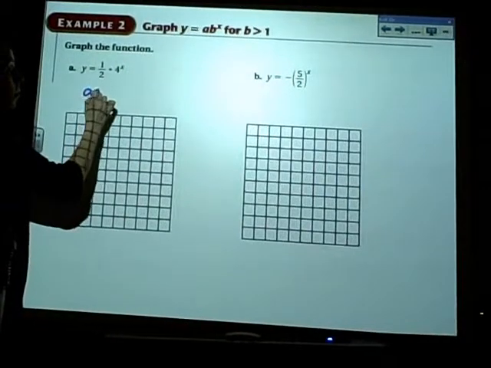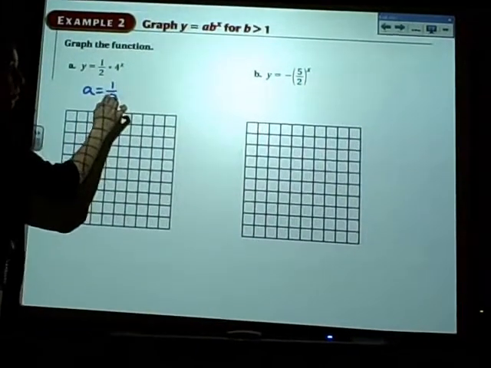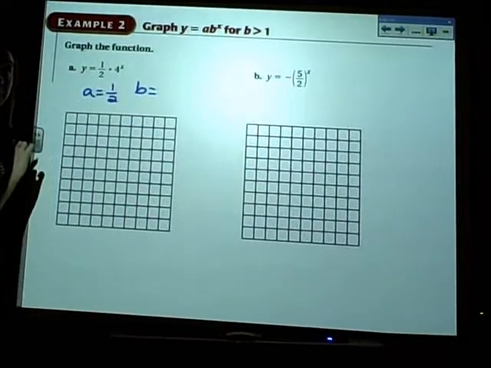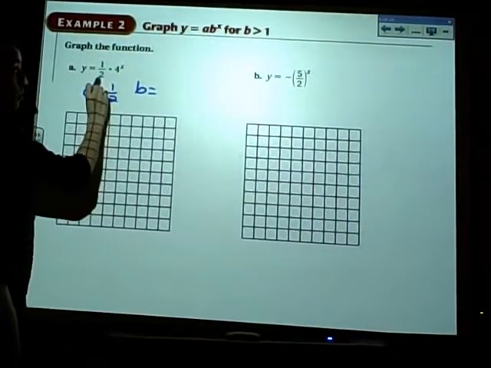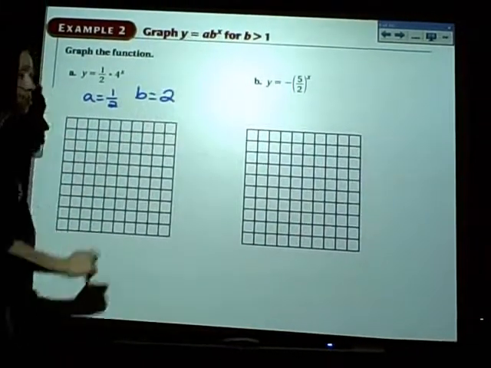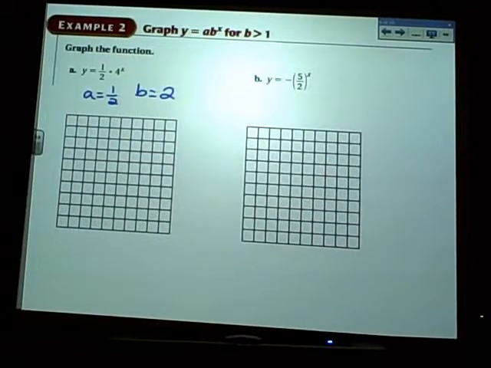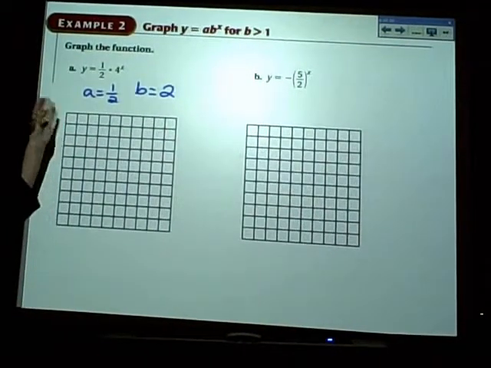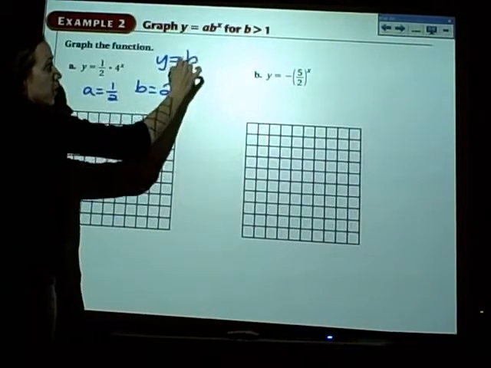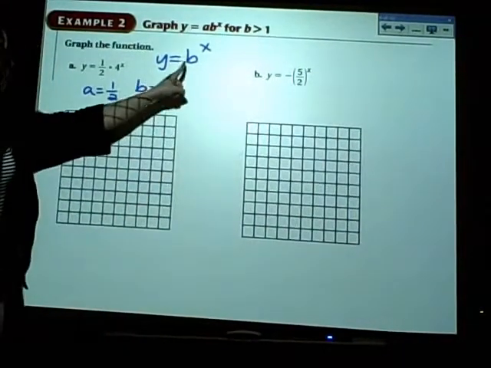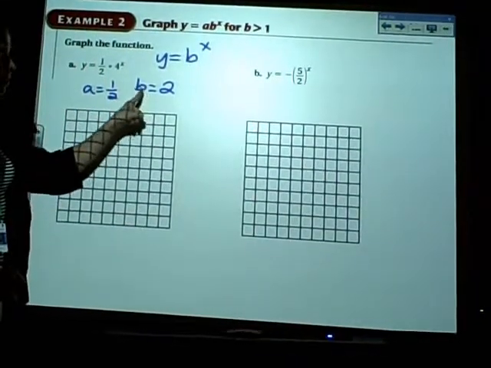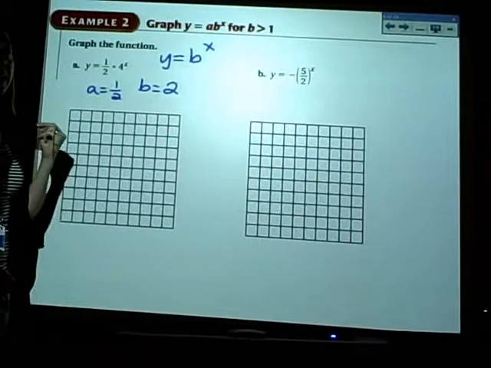That means my a value is 1/2, and my b value is whatever those two multiplied together are. My b value is going to be 1/2 times 4, which is 2. Okay, and that's a little different. The original parent function was in the form y equals b to the x power. You just had one number in front of there. Now we're faced with 2. So to figure out that b value, you would actually multiply them together.